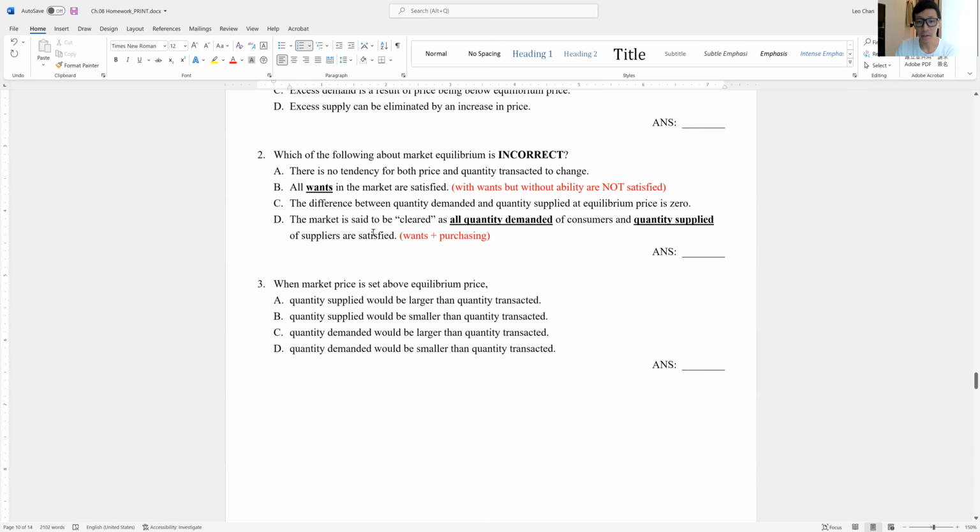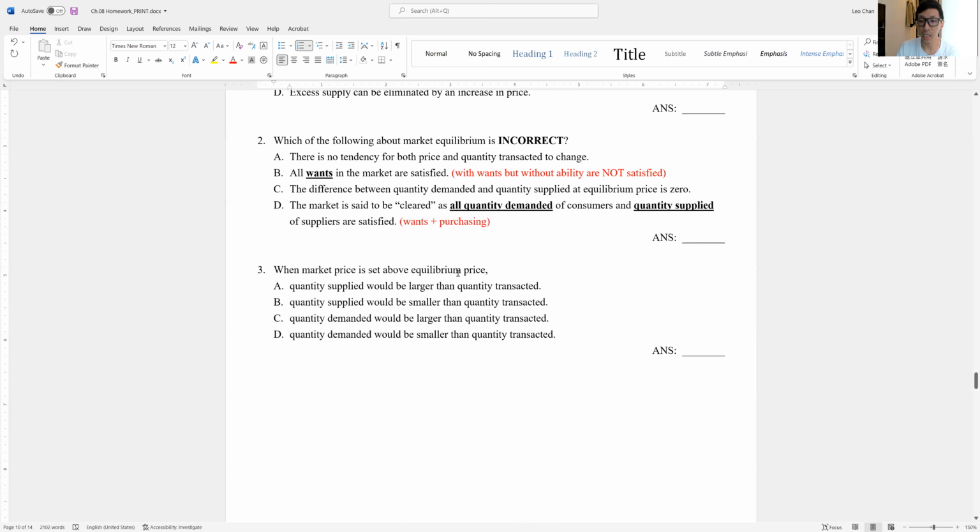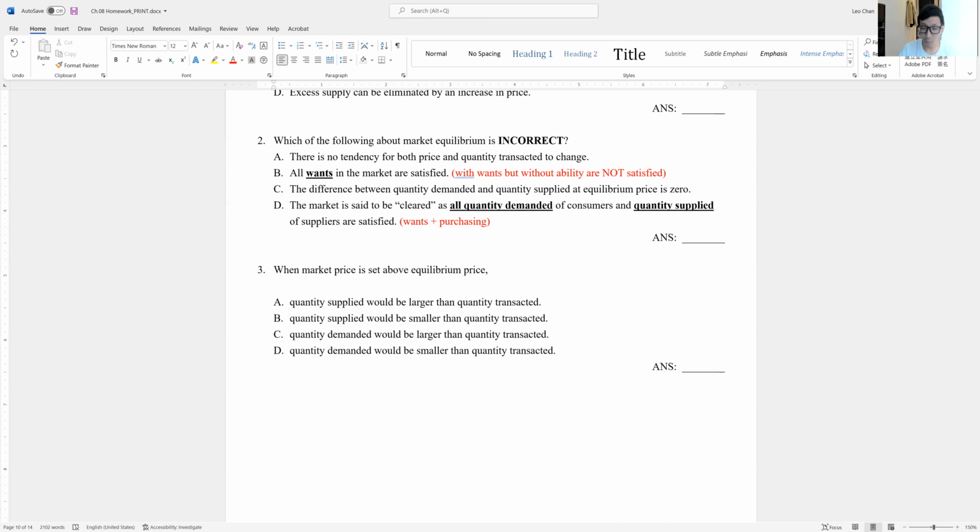好了, finally, when market price is set above equilibrium, what will happen? 好啦,那記住啦. First of all, according to the law of supply, price increase, QS would increase. According to the law of demand, QD would decrease. Okay, law of demand and law of supply. So let's see what would happen. When price increases, QD would decrease.